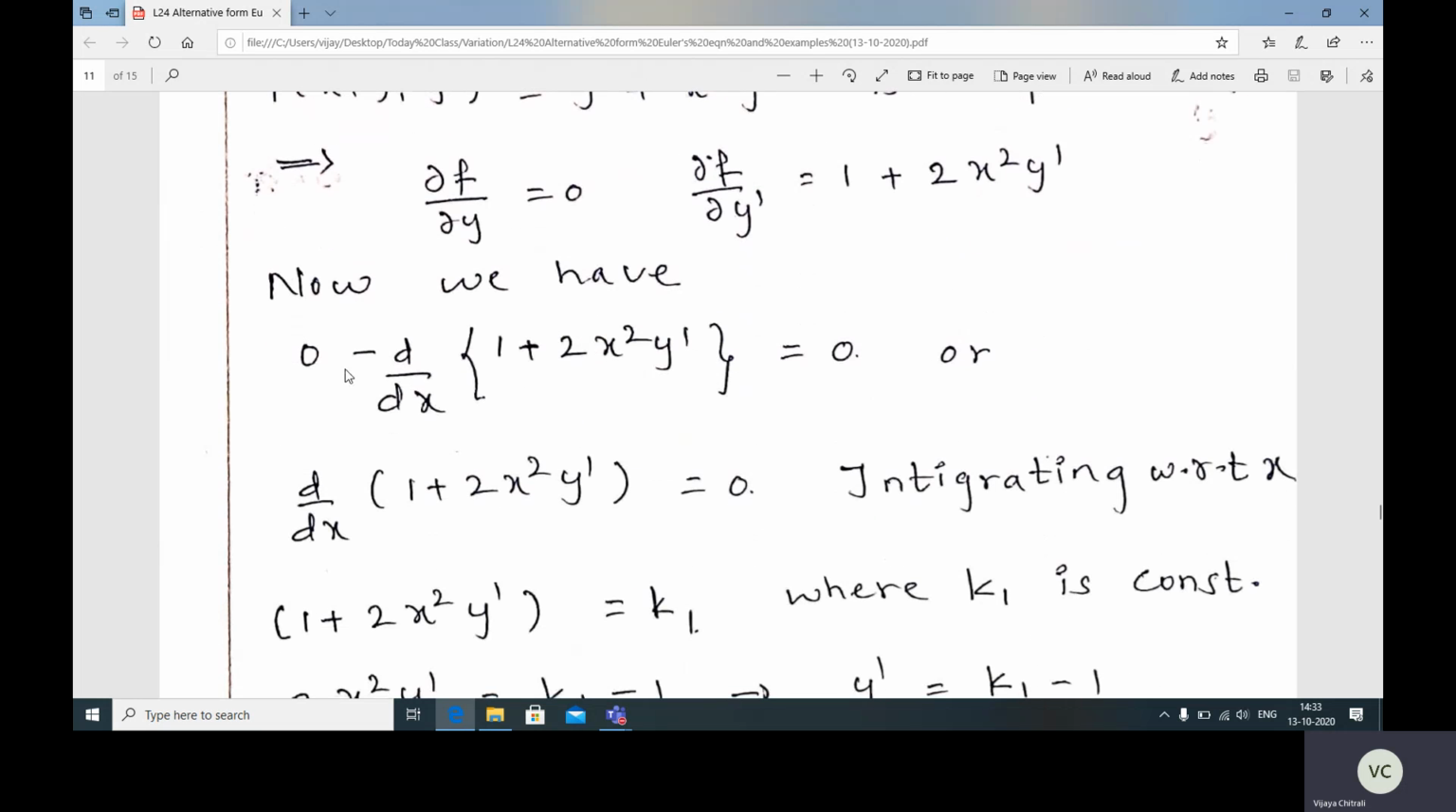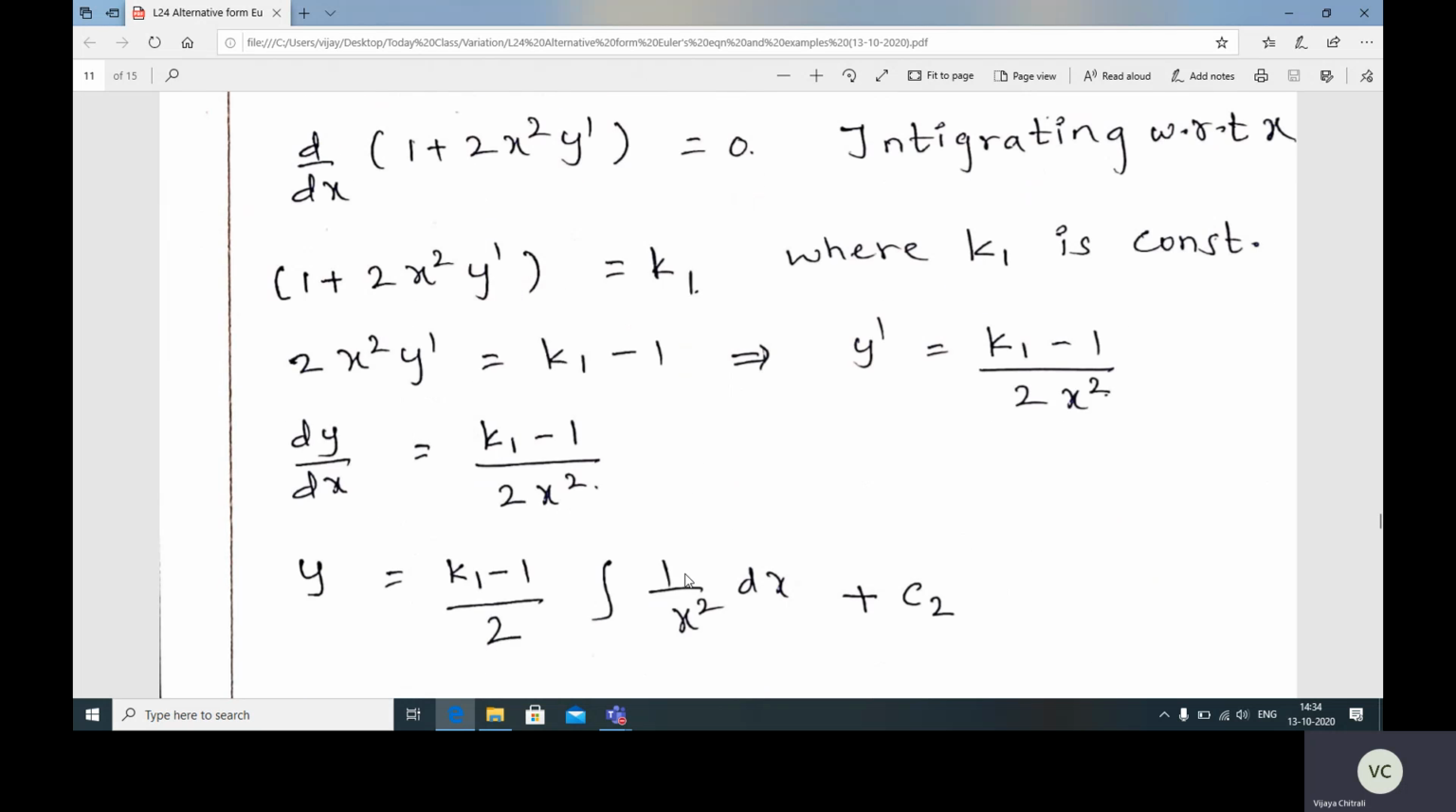Now we have 0, so substitute these two in Euler's equation. 0 minus d by dx of 1 plus 2x square y dash is equal to 0. So our aim is to find y. So first integrate this. Integration of d by dx of 1 plus 2x square y dash equal to 0 gives 1 plus 2x square y dash is equal to k1. We need to add the constant because it is an indefinite integral.